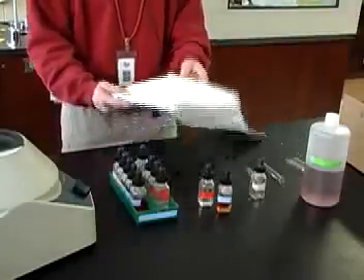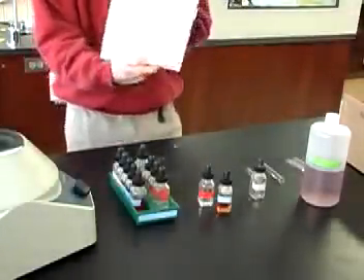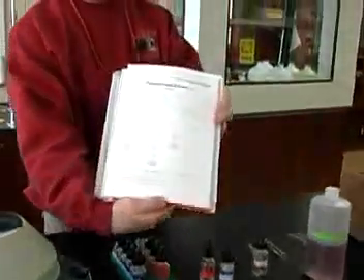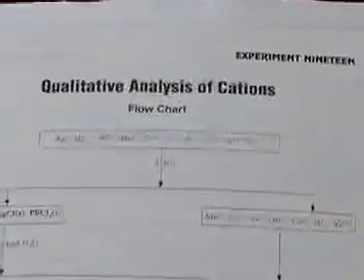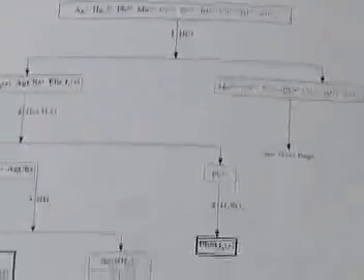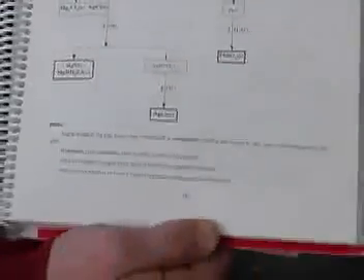I'd like you to turn, in my book it says page 135, so the page looks like this. It says Qualitative Analysis of Cations Flowchart. If you take a look at the flowchart, you can see that it actually gives you an overview of all the reactions that you'll be doing.